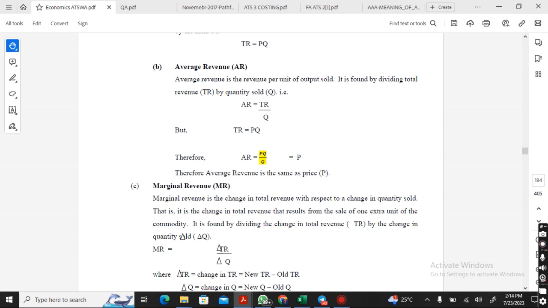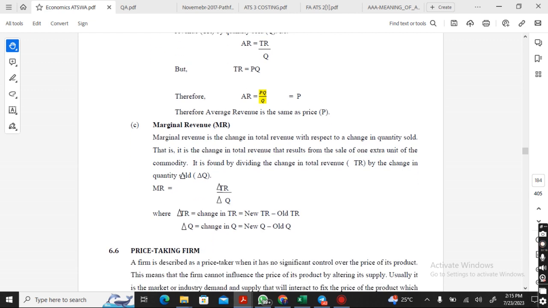The price you are given, for example now, a bag of pure water is 10 naira. I want to know the average revenue. You have sold 20,000 bags of pure water, multiplied by 10 naira, that is 200,000 naira. To get your average, total revenue over quantity, you sold 20,000, and that means that average revenue is still the price, 10 naira. Marginal revenue is the change in total revenue with respect to change in quantity.